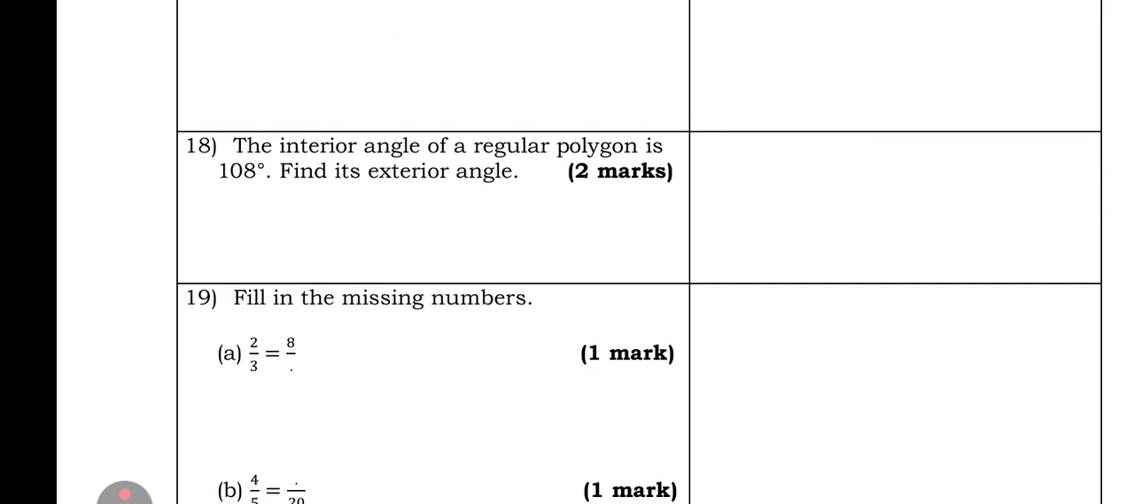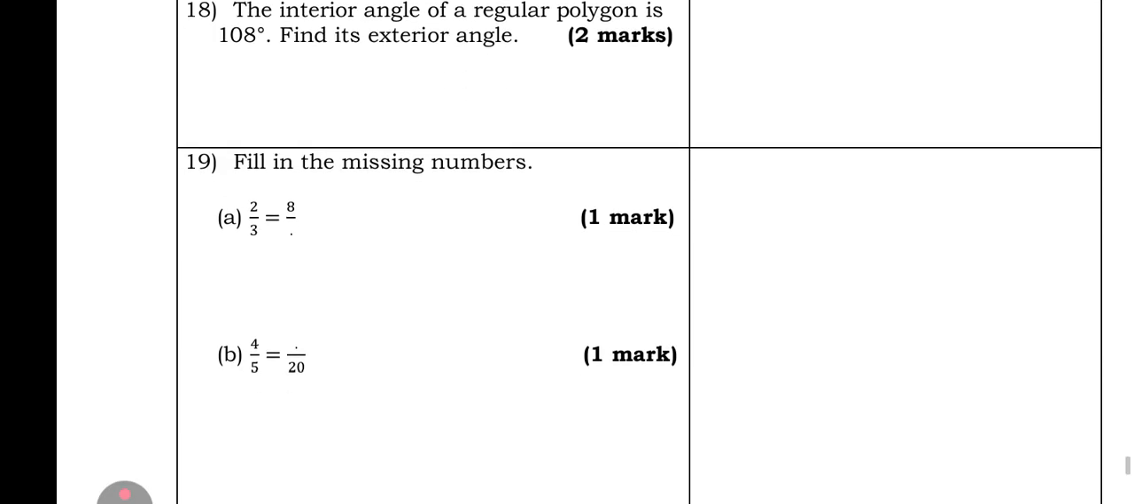Very easy question. The interior angle of a regular polygon is 108 degrees. Find the exterior angle. You know that for regular polygons, the sum of the interior angle and exterior angle is equal to 180 degrees. You take the angle given, 108 degrees, and you are asked to find the exterior. Exterior plus interior is equal to 180. We know the interior is 108. So you have x plus 108 degrees, which is equal to 180. Take 180 minus 108 to get the exterior angle.